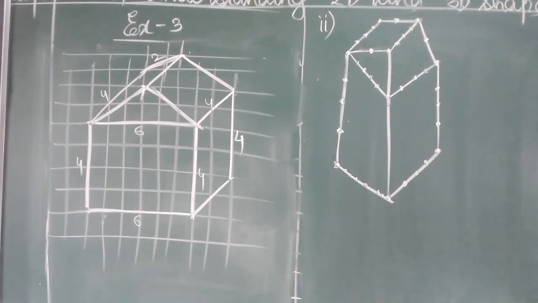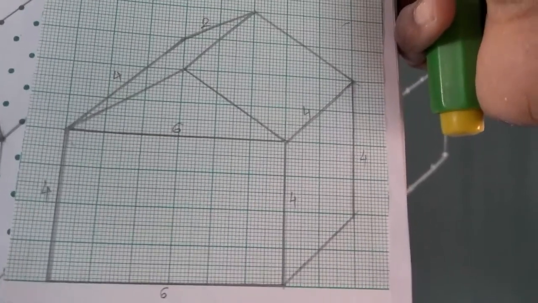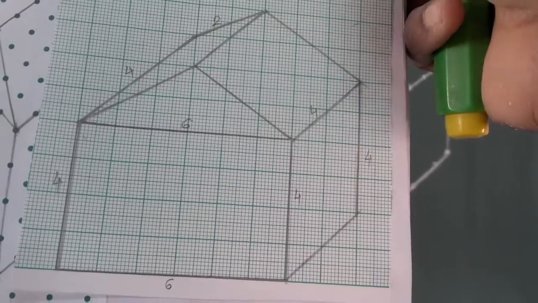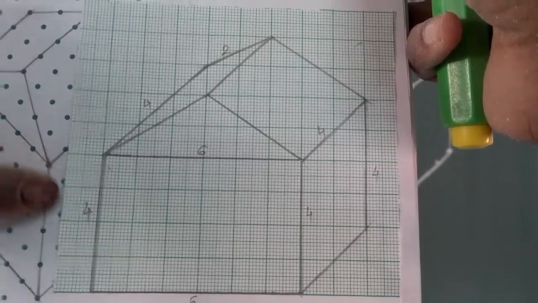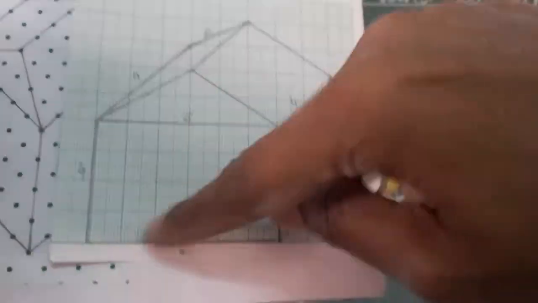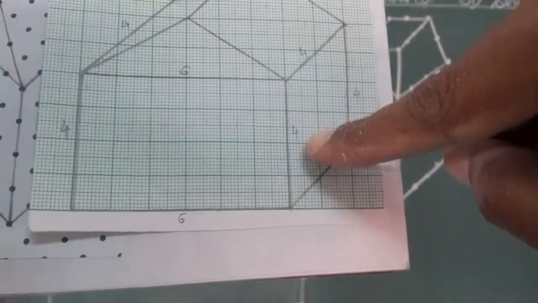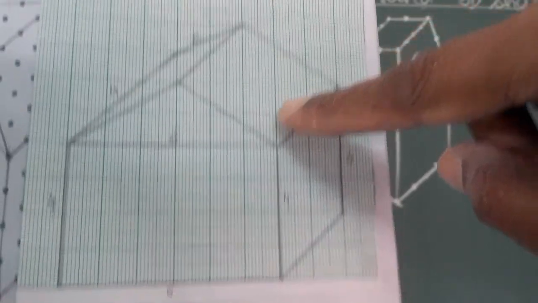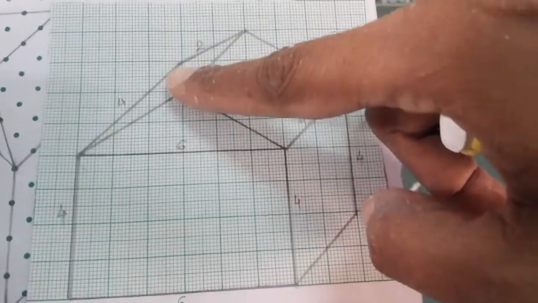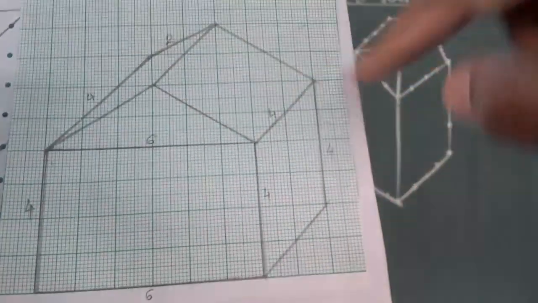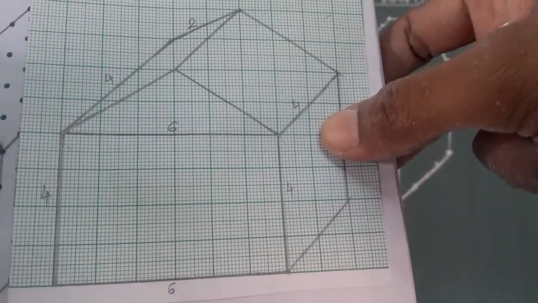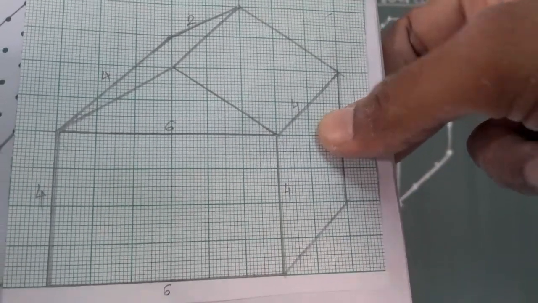Now look at the actual oblique sketch. This is the way you have to draw the oblique sketch. To this side you have 4 and to this side you have 6. Opposite sides 4 here and then this part is 4, this measure is 2 and this is 6. Understood, children? Draw this in your classwork books.